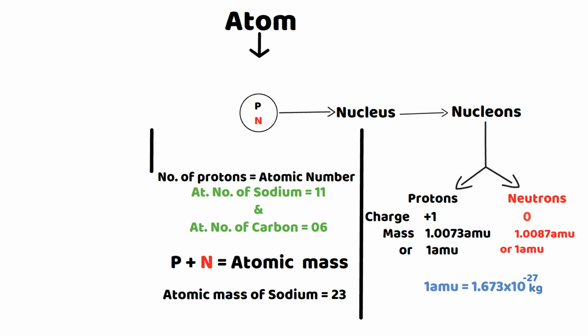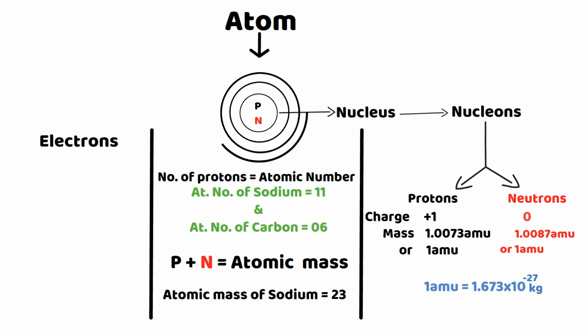Now, around the nucleus, the outer part of atom largely consists of empty space, and in this empty space, third type of particles called electrons are present in specified regions. These specified regions are called shells, orbits, or energy levels.